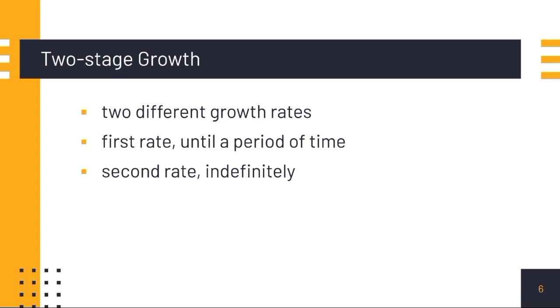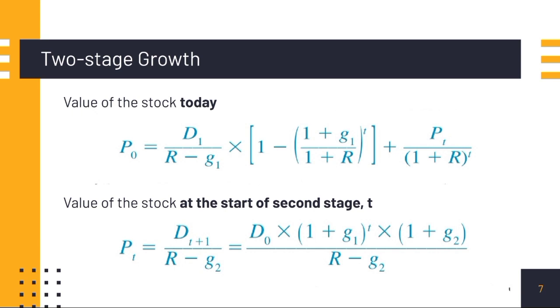Two-stage growth. From the word itself, two-stage. May dalawang stage yung growth rate. Yung unang rate hanggang sa kung ilang taon yung sinabi, and another rate naman sa mga kasunod pang taon at magpapatuloy. Yung formula sa itaas ay para alamin ang value ng stock today or P sub 0. Yung nasa ibaba naman is to get the value of the stock at the start of second stage using the formula for P sub T, wherein the first stage rate would be G sub 1 and the second would be G sub 2. Let's have an illustration.